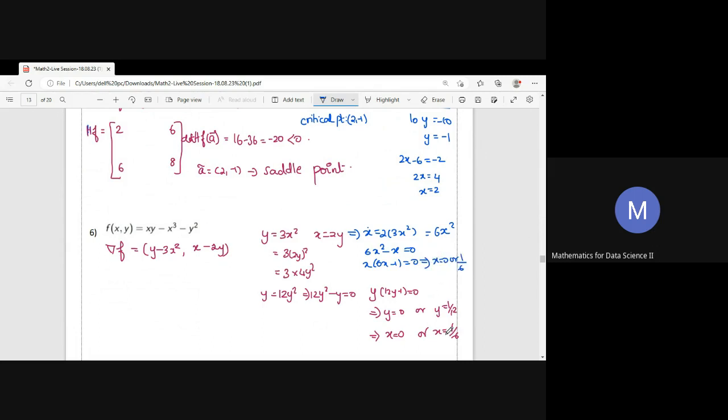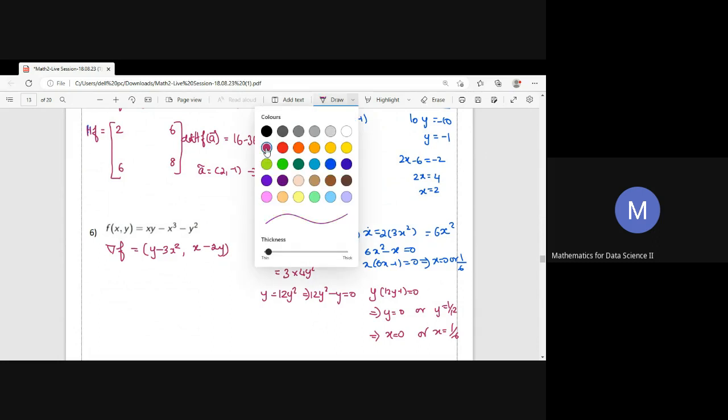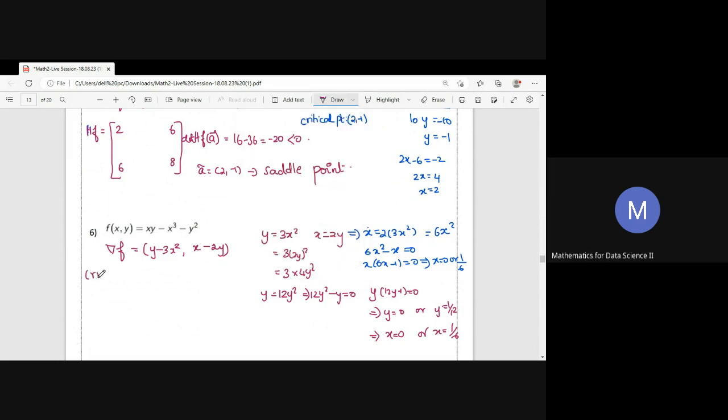The same. When you substitute, you will get the same y values. So either way you can do, it does not matter which one you are using. Now how many critical points do you have? 2. What are the critical points? 0, 0 and 1 by 6, 1 by 12. Only these two are the critical points, not 4.